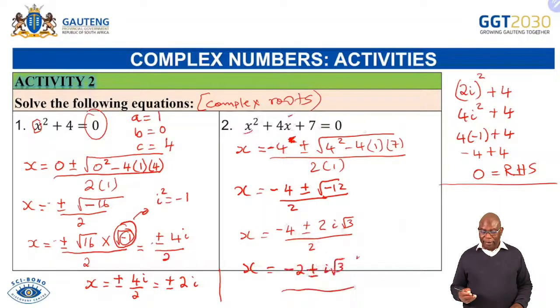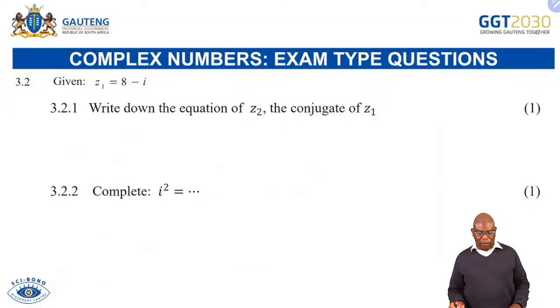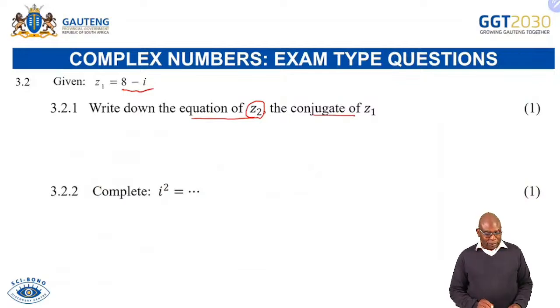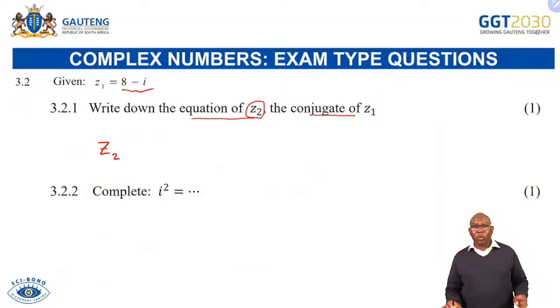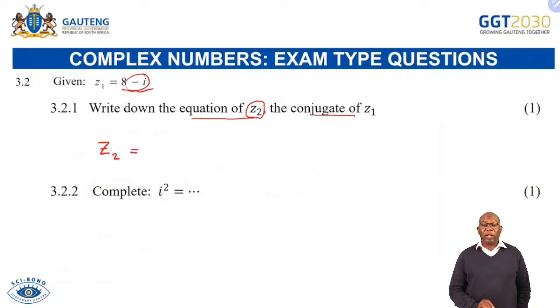Okay. So complex numbers are just quite very easy. In this case, you're given z1 equals 8 minus i, and you're asked to write down the equation of z2, the conjugate of z1. Quite easy. So you're just going to write z2 here, because they told you it's z2. They didn't say it is z1 bar. Don't write any bar. It's called z2. They say z2 is the conjugate of z1. So z2 will be equal to, what do we do, by the way? We change the sign of the imaginary part. So it will be 8 plus i. Done.